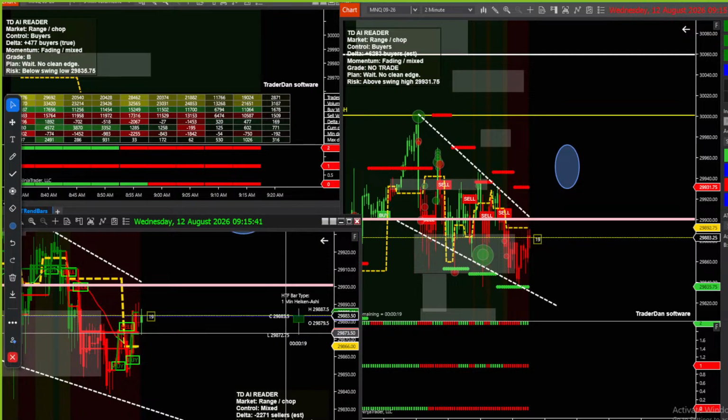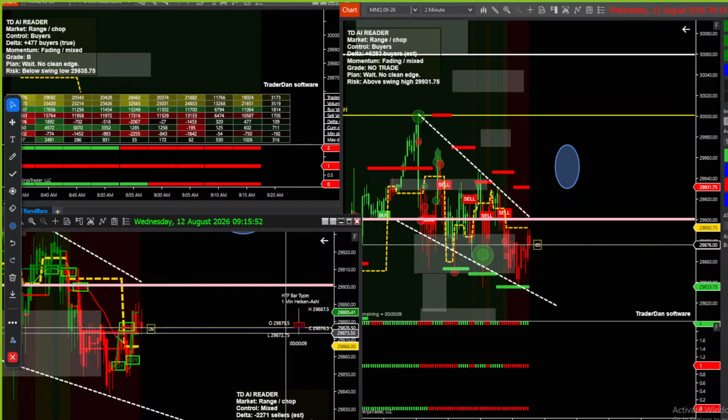Or range chop until we're not no more. And in a range chop, you're buying the bottom, selling the top, until it doesn't work anymore. Yeah.